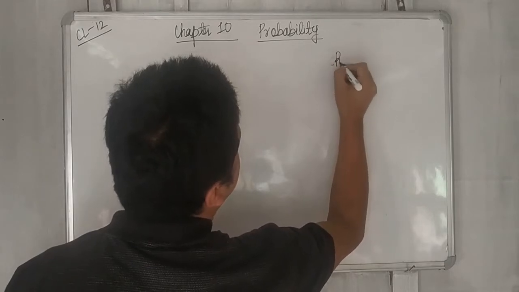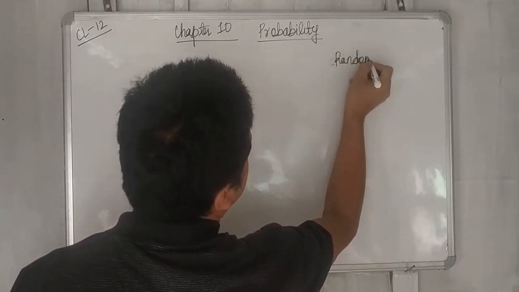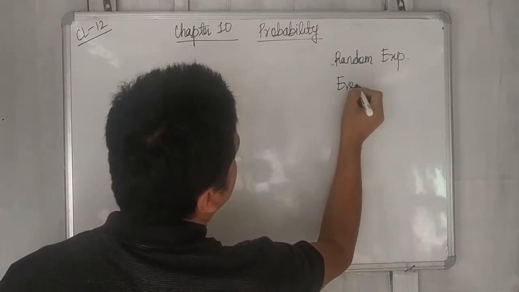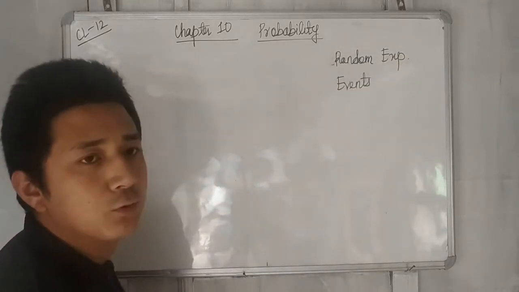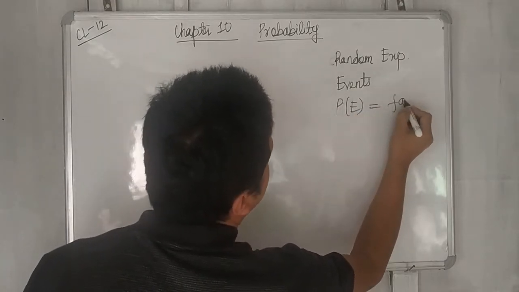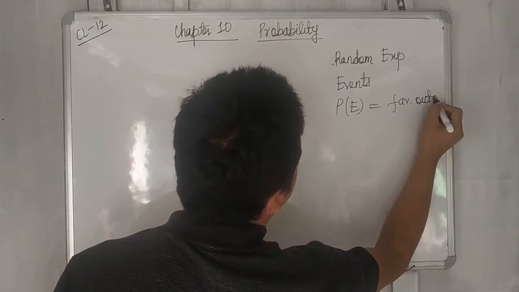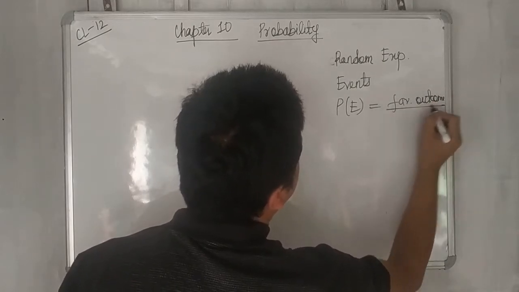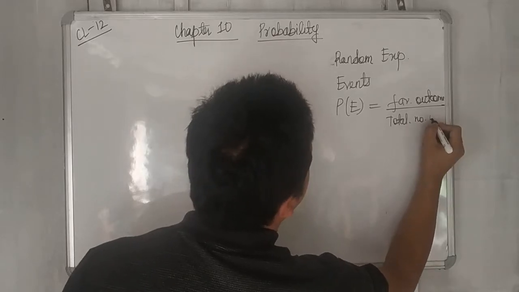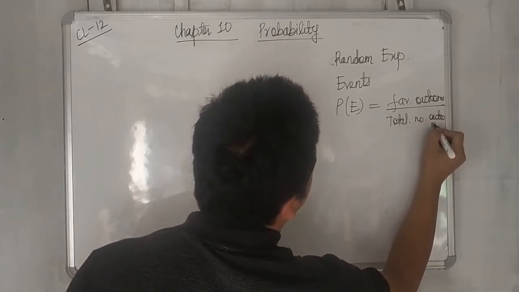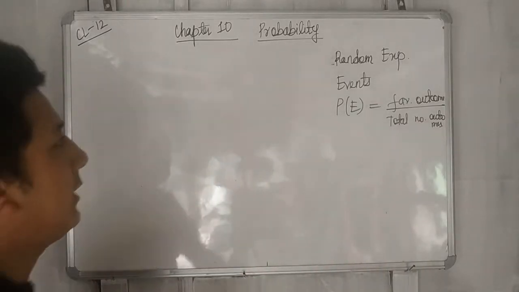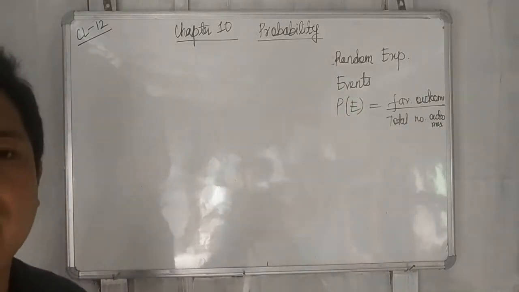experiment, a random experiment, events. We also know the definition of probability of any event: favorable outcomes divided by total number of outcomes. At least we know these terms, right? Random experiment, we know what a random experiment is.